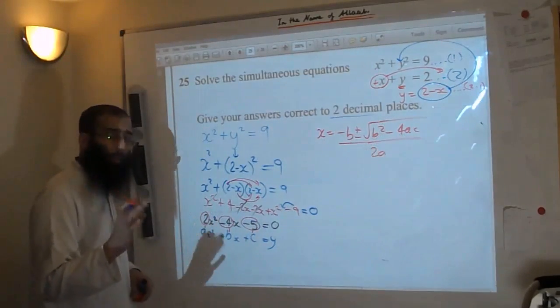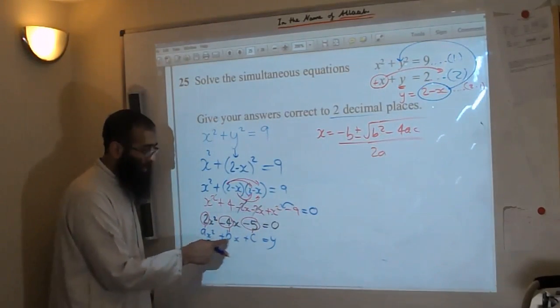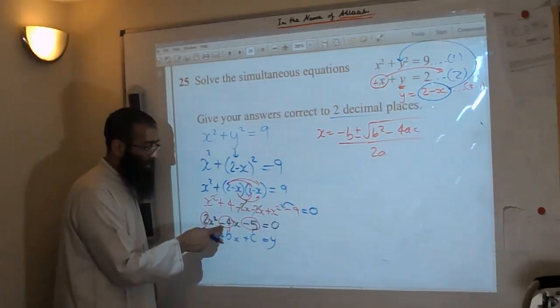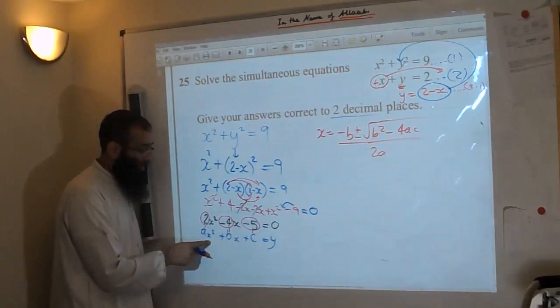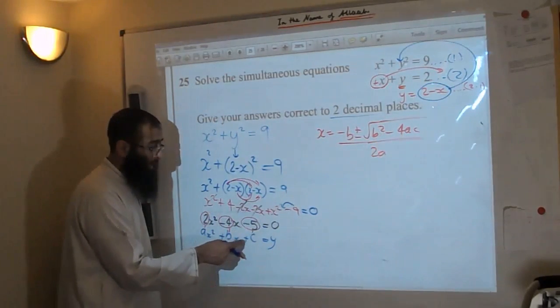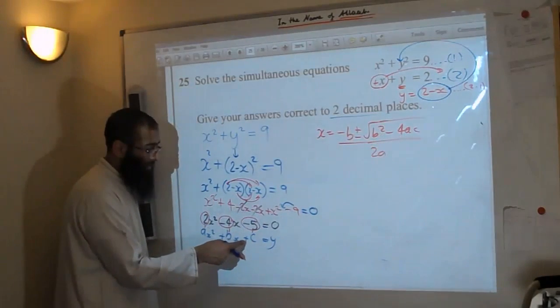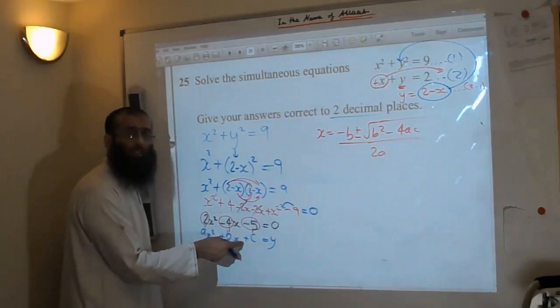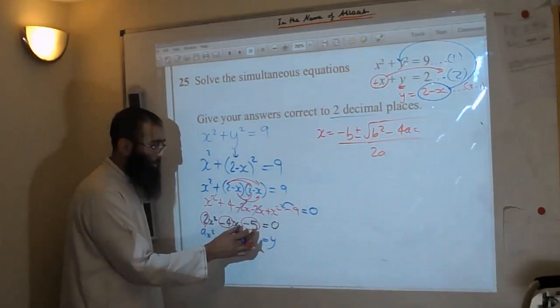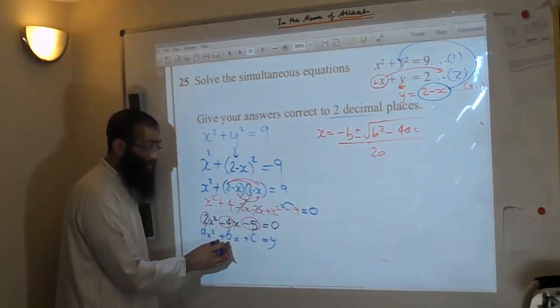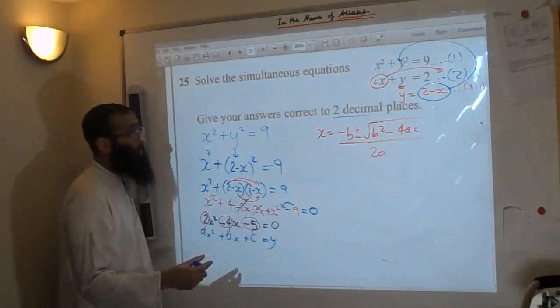Now one thing that students get a bit confused by: it says plus b and plus c, but I've got a minus there and a minus there. Don't see the plus here and get confused. The b here is negative and the c here is negative, so that's not a problem.